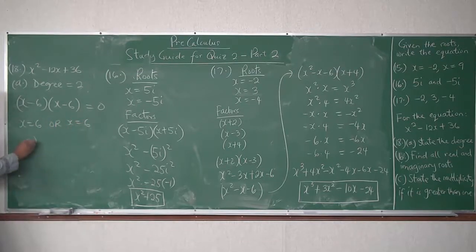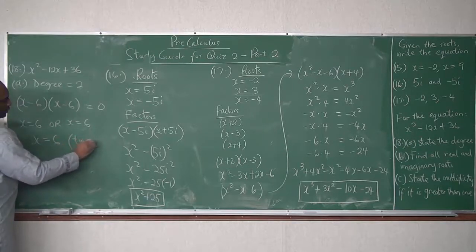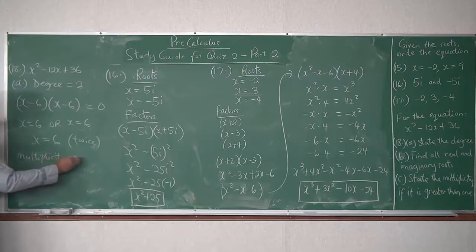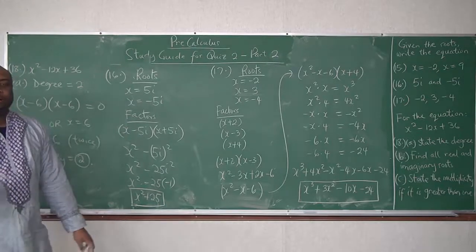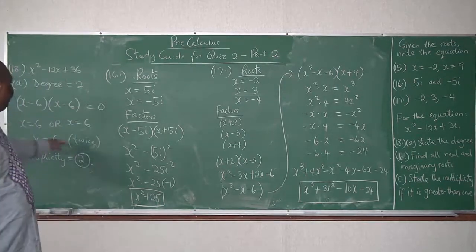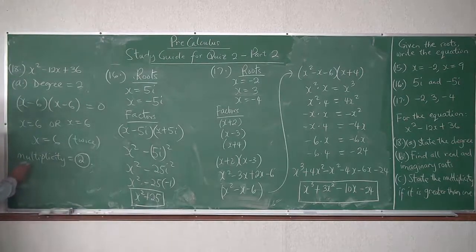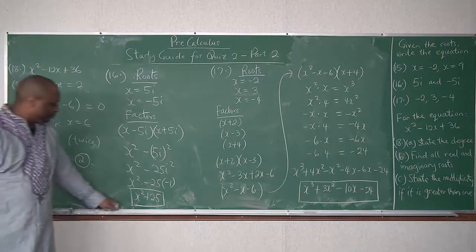So this is x equal to 6 or x equal to 6, so kind of saying x equal to 6 twice. This tells you that this is the root, x equal to 6. So multiplicity is 2. Multiplicity just tells you how many times the root repeats. So the multiplicity of the root is 2, because x is equal to 6 twice.